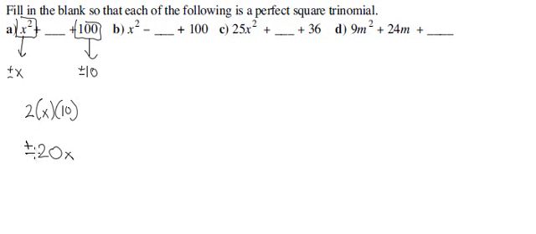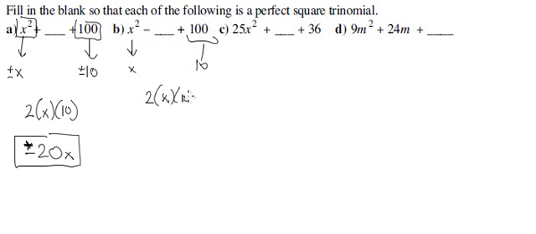I'll get burnt out if I have to say plus or minus every single time I mention one of these, so I may not mention it until the very end of the solution, but for that blank it could be plus or minus 20x. Next one, x squared, the square root is x. 100, the square root is 10. So our middle term has to be 2 times x times 10. So again, it could be plus or minus 20x.